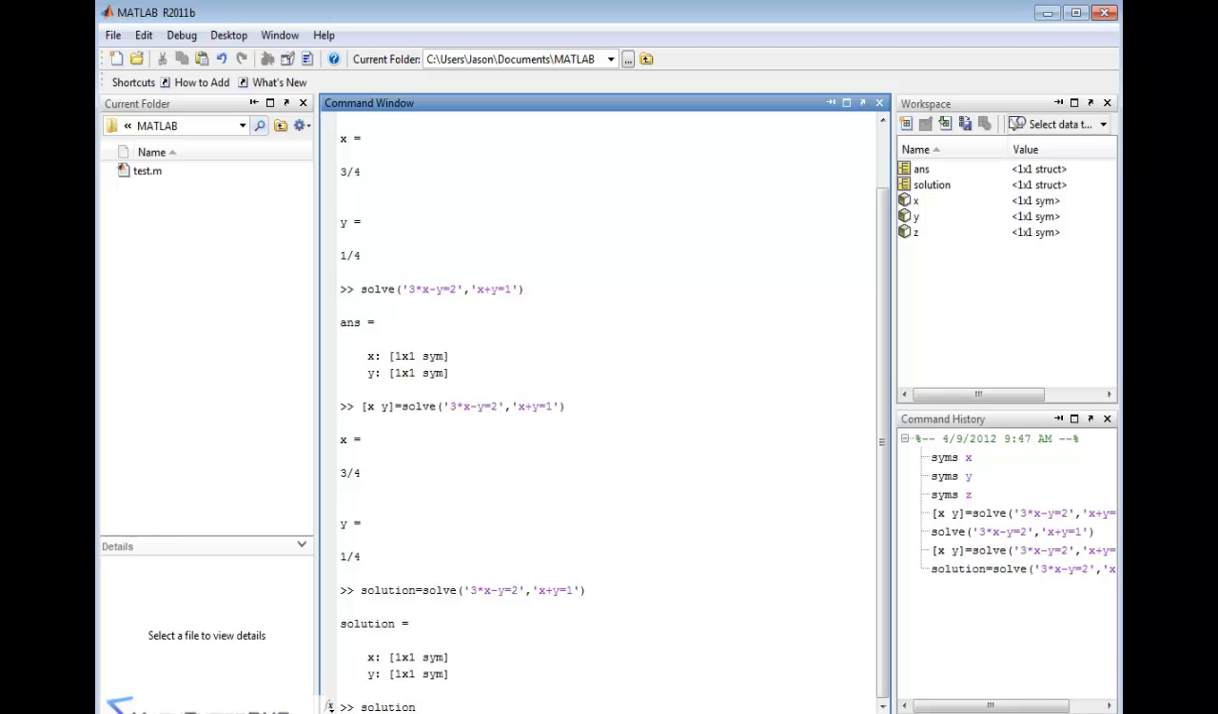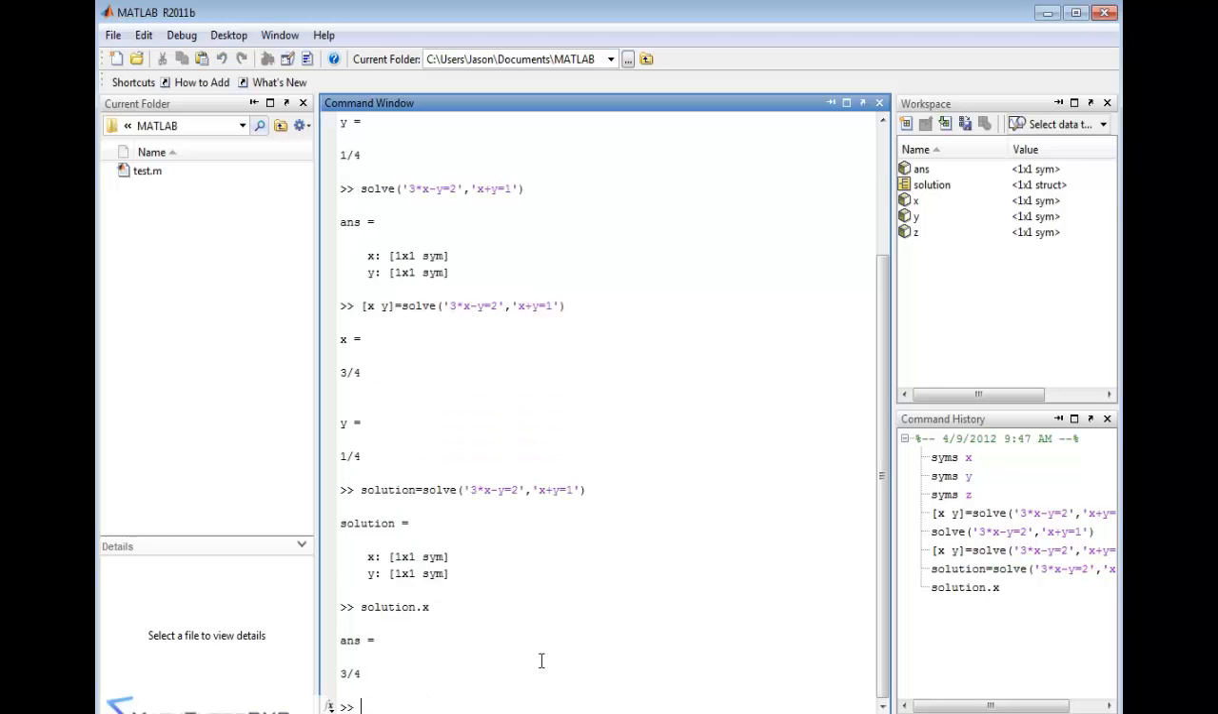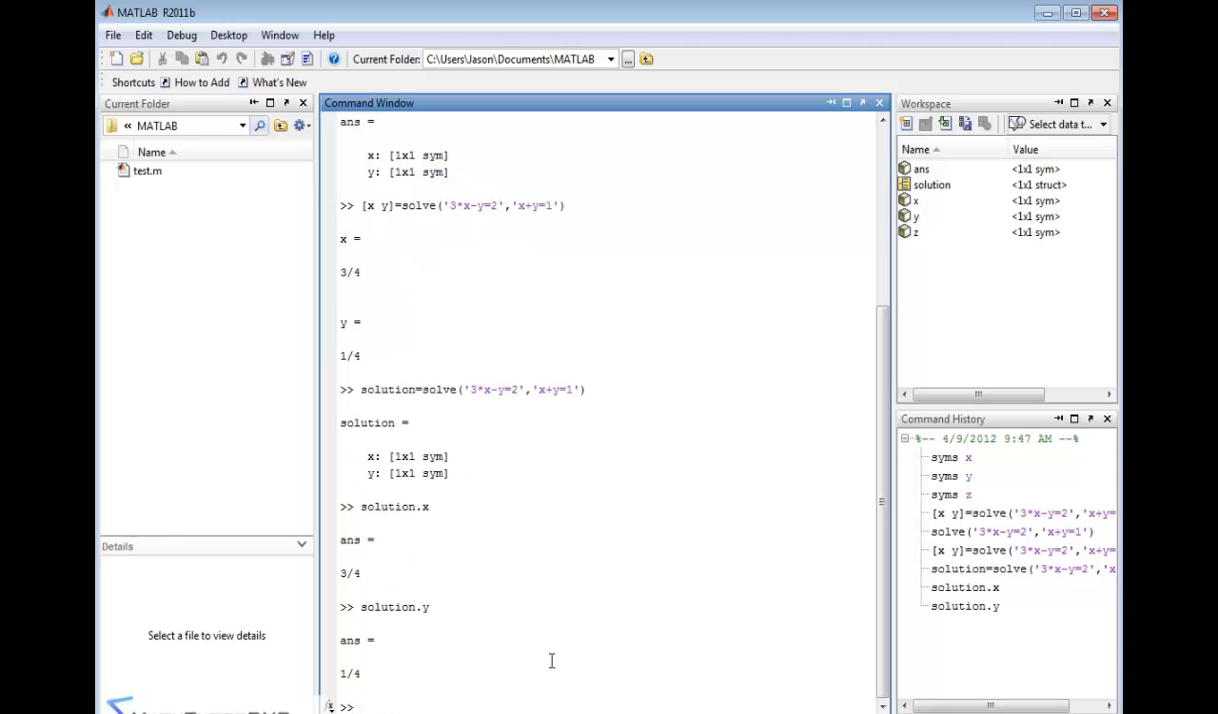Solution contains x and y. So to get at the x value, you say solution.x, and it gives you a value. Solution.y gives you the other value. When I'm trying to teach you by example how MATLAB works, the solve algorithm is going to spit out two answers. One is x and one is y.